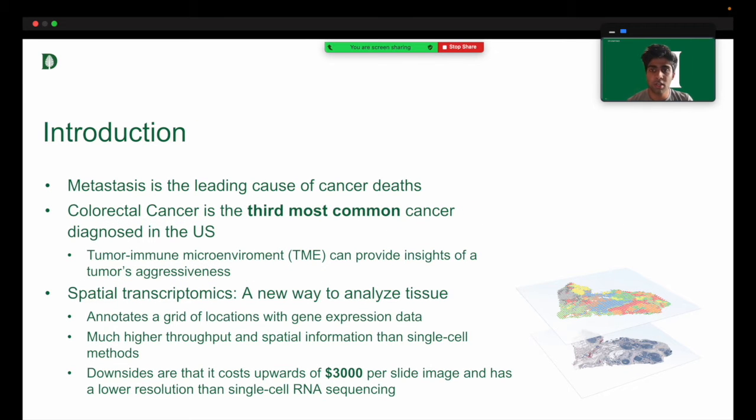So a bit of background. Metastasis is the leading cause of cancer deaths. So predicting whether or not a tumor will metastasize is a crucial problem of research. However, just looking at a whole slide image is not very informative, so that's where spatial transcriptomics comes in. Spatial transcriptomics essentially gives you gene data at each pixel across an entire image. And this can allow you to make much more informed predictions as to whether or not it will metastasize. The only downside is that it costs upwards of $3,000 per slide image.